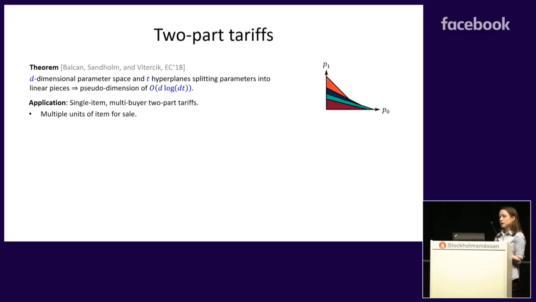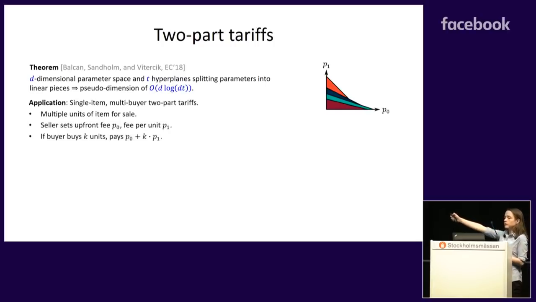Another example of a mechanism class that we can apply this general theorem to is two-part tariffs. So here, these are single item, multi-bidder, and there are multiple units of each item for sale. So what the seller is going to do is set an upfront fee, P0, and a fee per unit, P1. And if the buyer buys K units of the good, they're going to pay the upfront fee plus K times the price per unit.